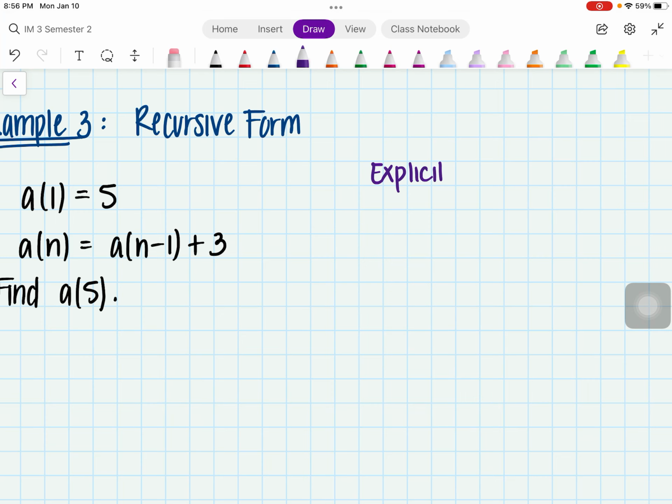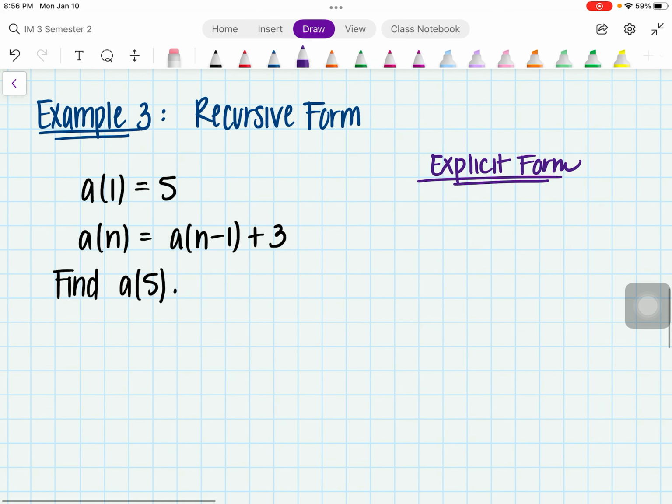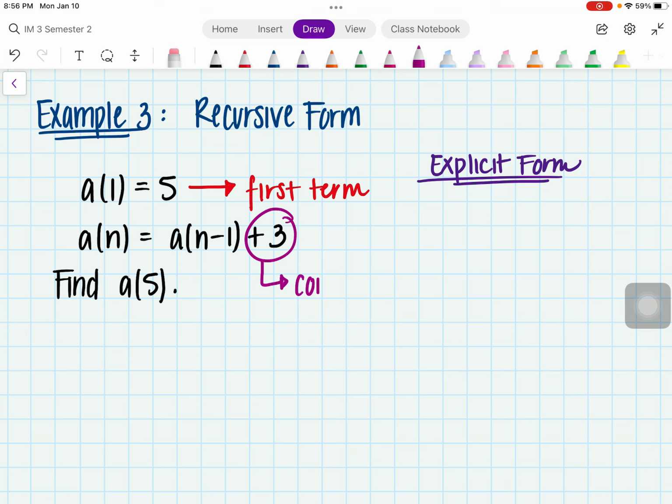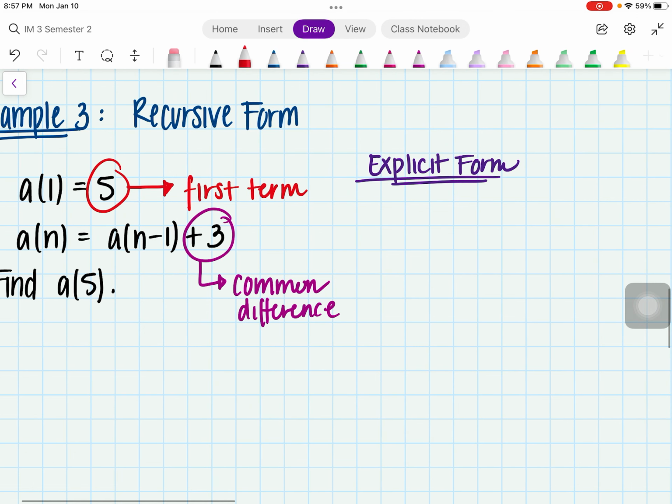We want to go ahead and create an explicit form. And in order to do explicit form, we have to identify our first term and our common difference. Good thing for us in this case is that they're actually already given it to us. A1 does represent the first term. And in this case, positive 3 represents the common difference.